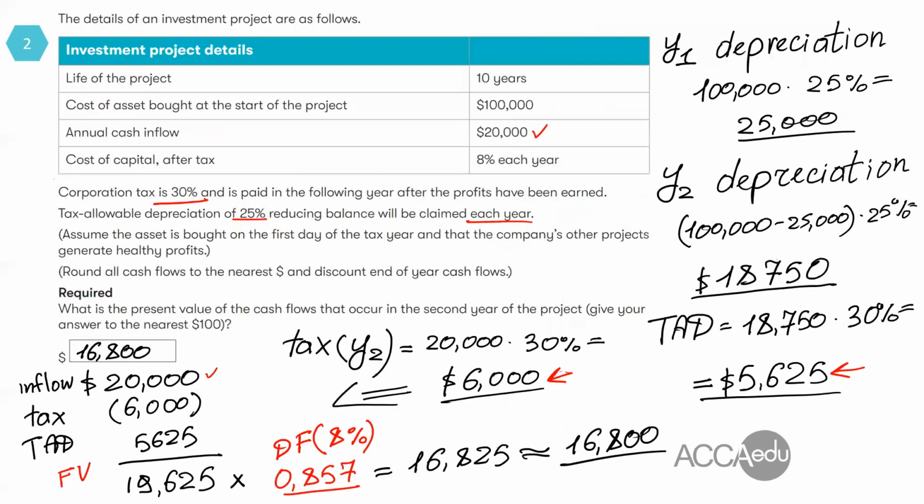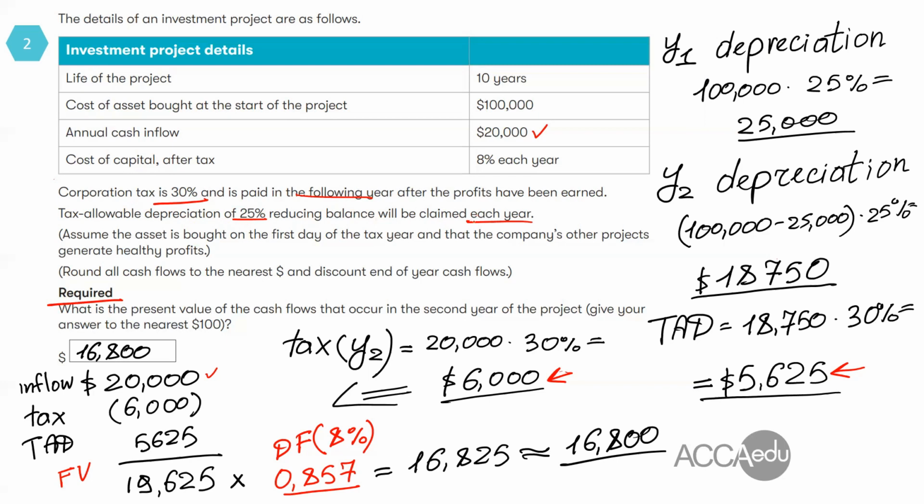Okay. For the second question, I always start the question with the requirement. So we're required to find the present value of the cash flow in the second year. Reading what's given in the task, we found out that tax is 30%, but payable after 1 year, in the following year. So 30% of tax for the first year is paid in the second year. Tax allowable depreciation, which is a cash saving, is 25%, and will be claimed each year.